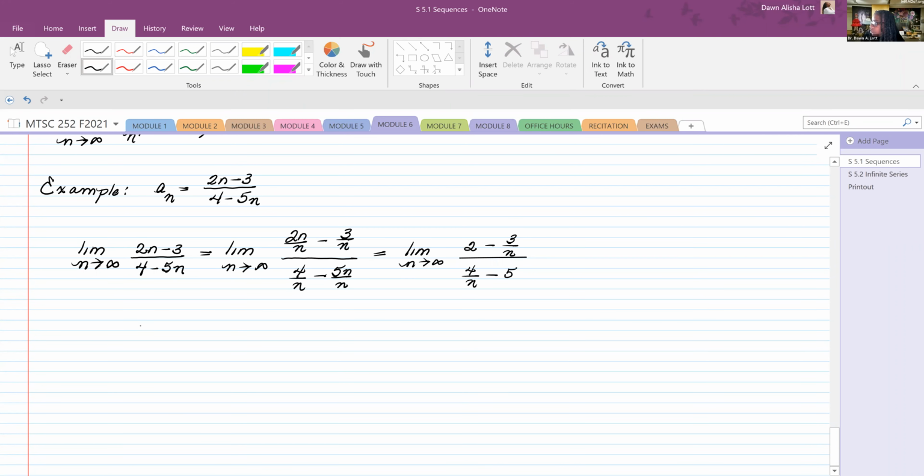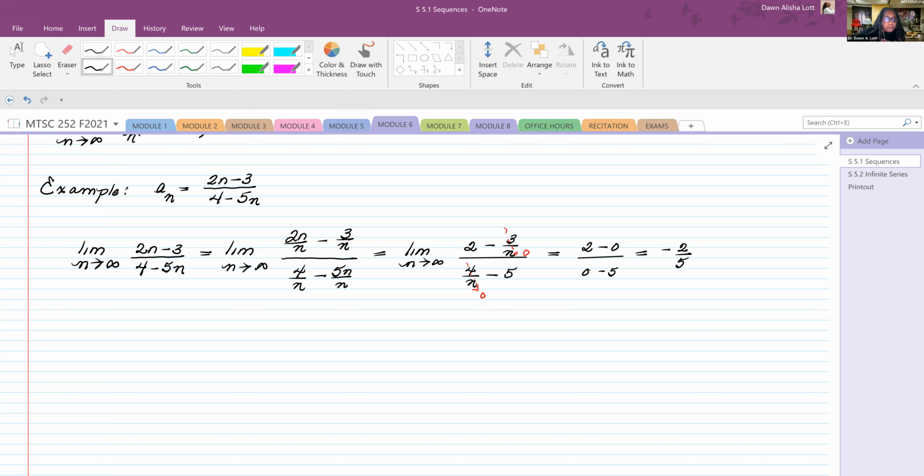Okay, so now it's easy to see what happens. As n goes to infinity, this term goes to 0, and this term goes to 0. So I just get 2 minus 0 divided by 0 minus 5. So this limit is -2/5. All right, I hope that's a refresher for you guys and you remember how to do limits.